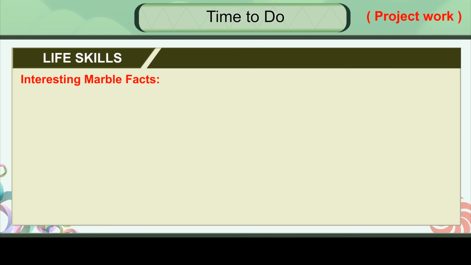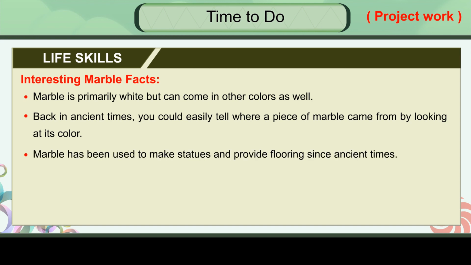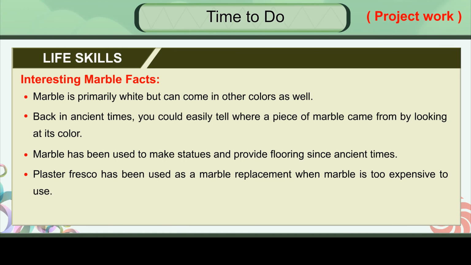Life skills. Interesting marble facts. Marble is primarily white but can come in other colors as well, such as black. In ancient times, you could easily tell where a piece of marble came from by looking at its color. Marble has been used to make statues and provide flooring since ancient times. Plaster fresco has been used as a marble replacement when marble is too expensive to use. The Taj Mahal in India is made entirely of marble.